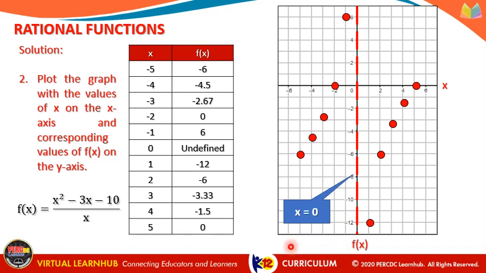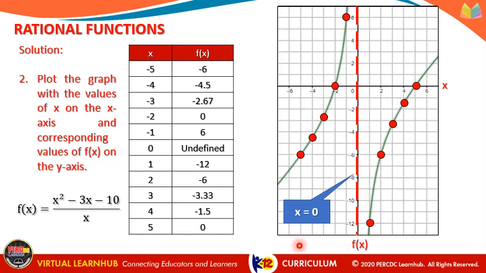Thus, if we're going now to connect the points, it will be like this one. Ibig sabihin nito, from what we have, meron ulit tayong vertical asymptote at x is 0. Yung graph natin, palapit ng palapit sa x is 0, pero never niya itong i-intersect.